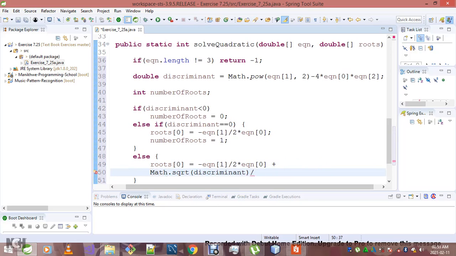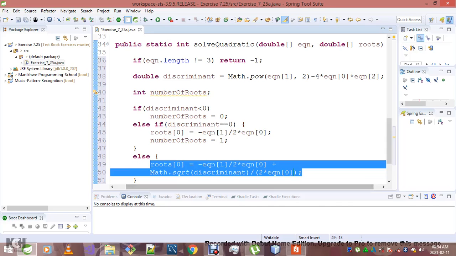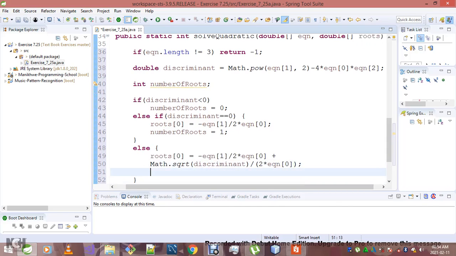I always strongly suggest people to use brackets on problems like this one. Why? You can easily make mistakes because of not understanding the precedence of operators. Okay. So over 2a. Okay, for our second value, instead of a plus, we'll simply use a minus for our second root right there.